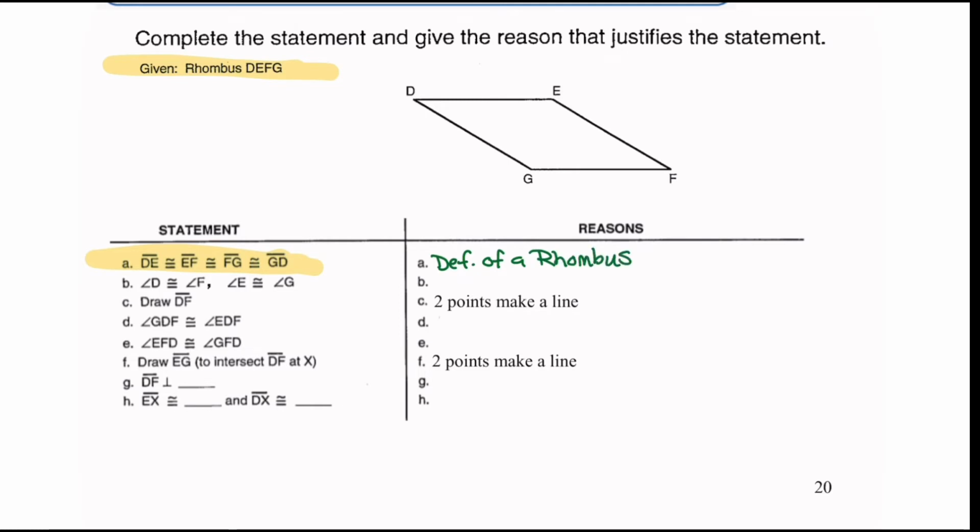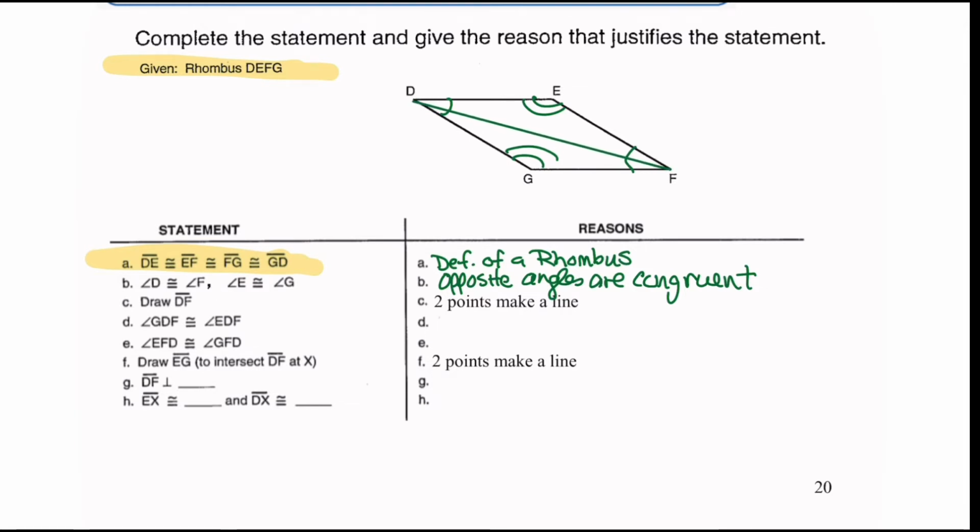Now, if we say that angle D is congruent to angle F and angle E is congruent to angle G, that's the property that opposite angles are congruent. True for all parallelograms. Draw DF, that's the diagonal here. Okay, so we'll do that.